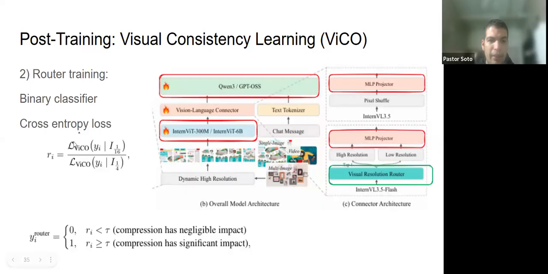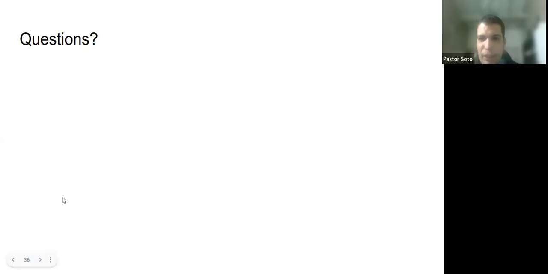And you see here, this is a high compression image, or a low resolution image, and this is a high resolution image. They evaluate how much impact this has. This is just a ratio, and it compares how much information you lose based on the compression that you did. Any questions so far?